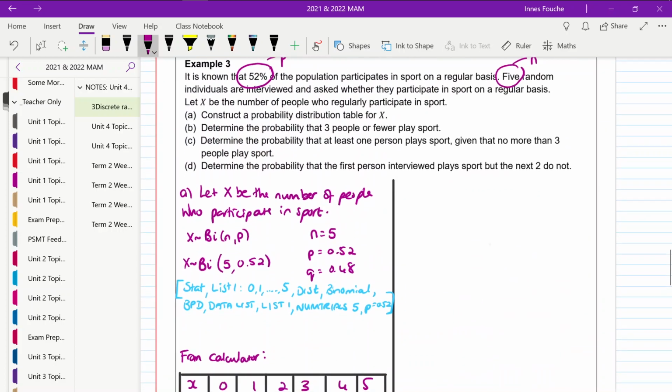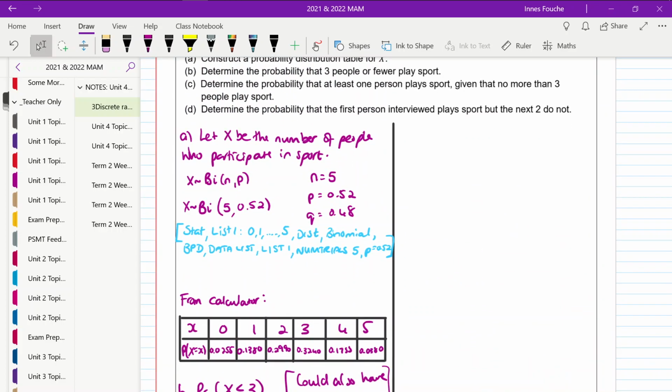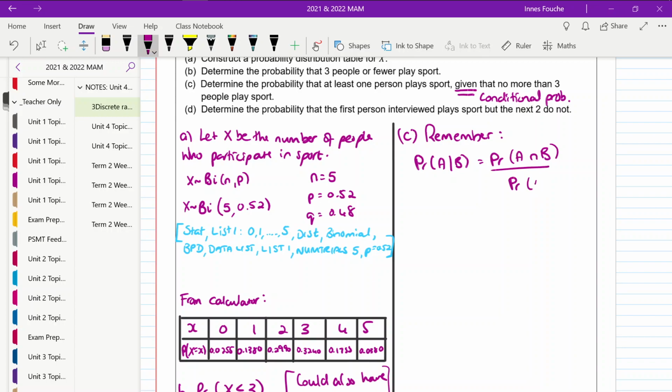Alright, now let's have a look at C. Determine the probability that at least one person plays sport, given that no more than 3 people play sport. As soon as I see that word given, I know I'm talking about conditional probability. Okay, and you need to remember your conditional probability formula. So let's remember that the probability of A given B is going to be my probability of A and B over my probability of B.